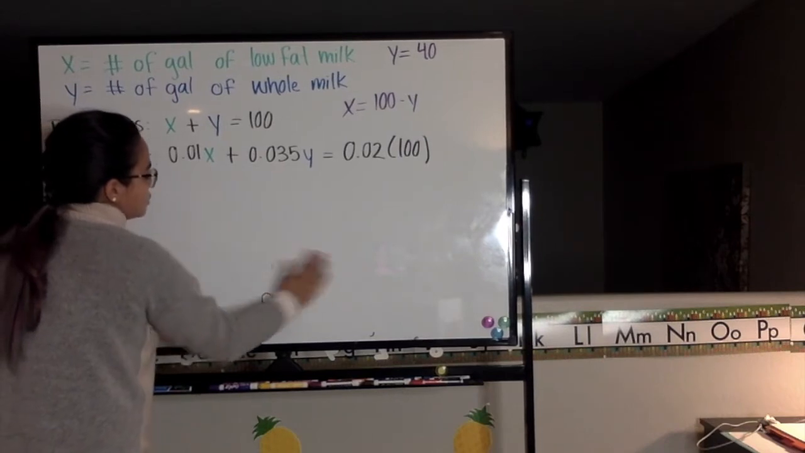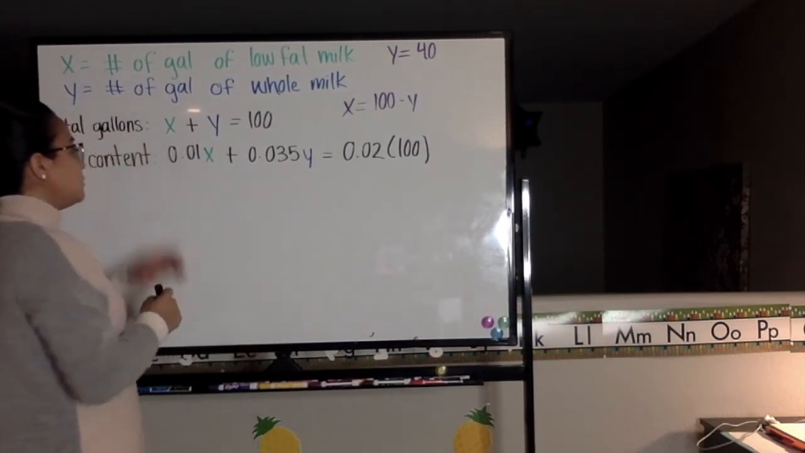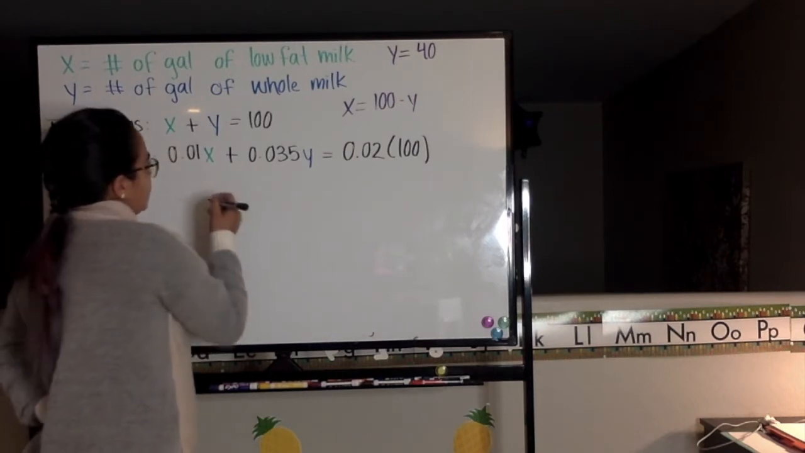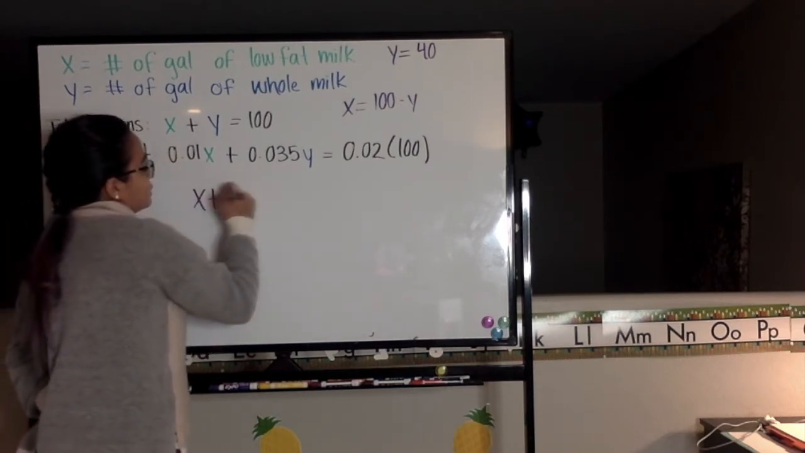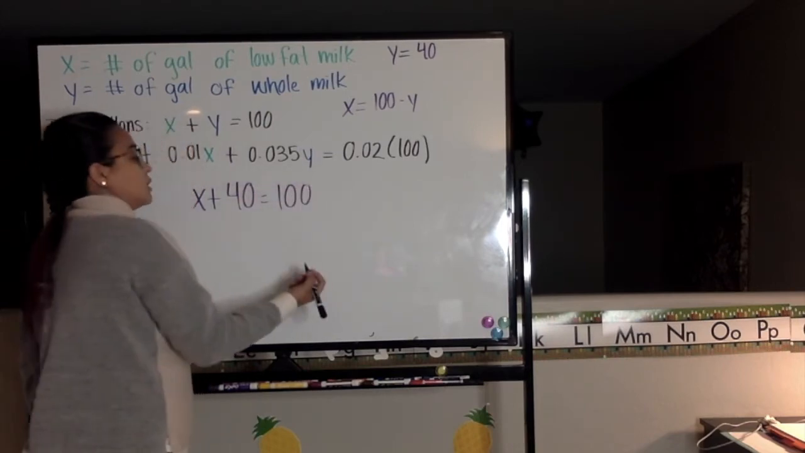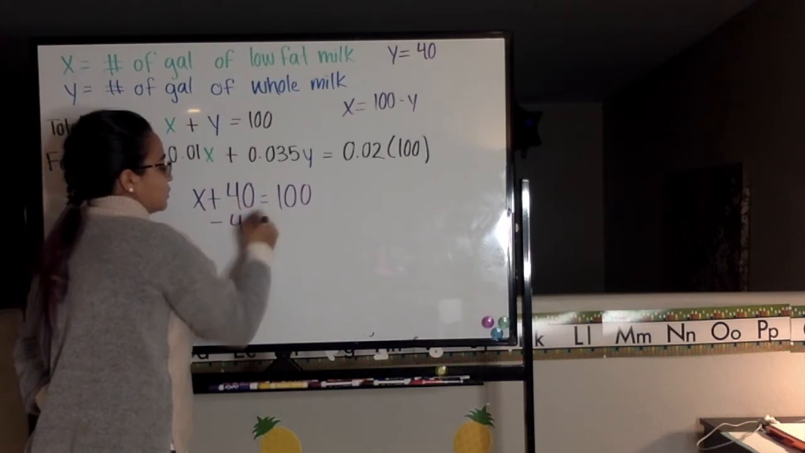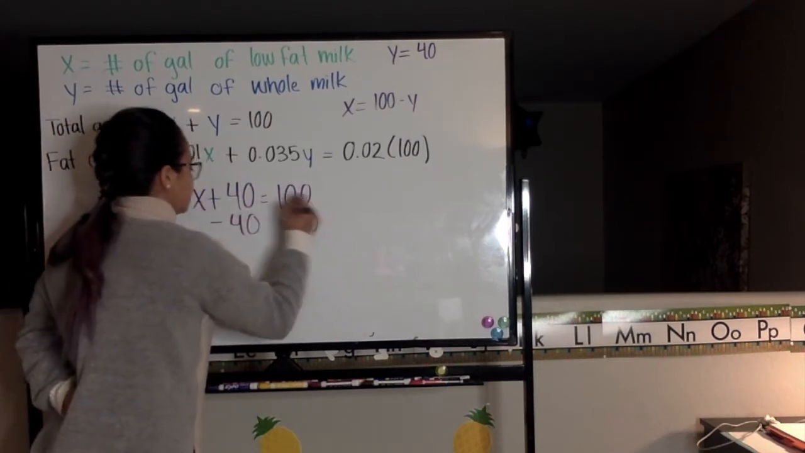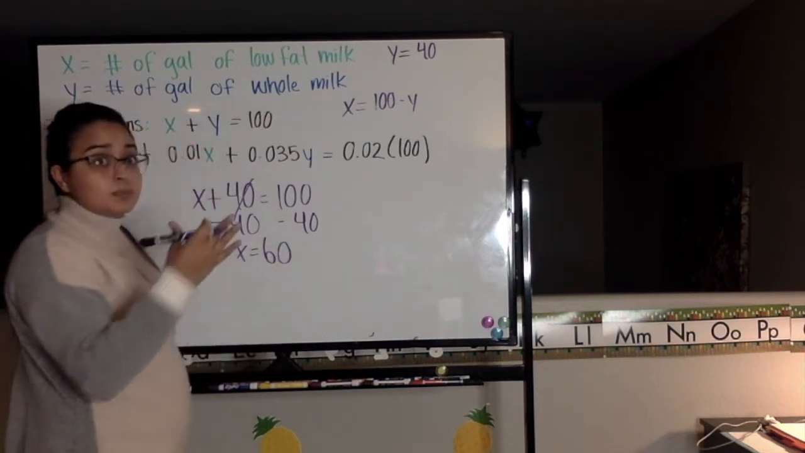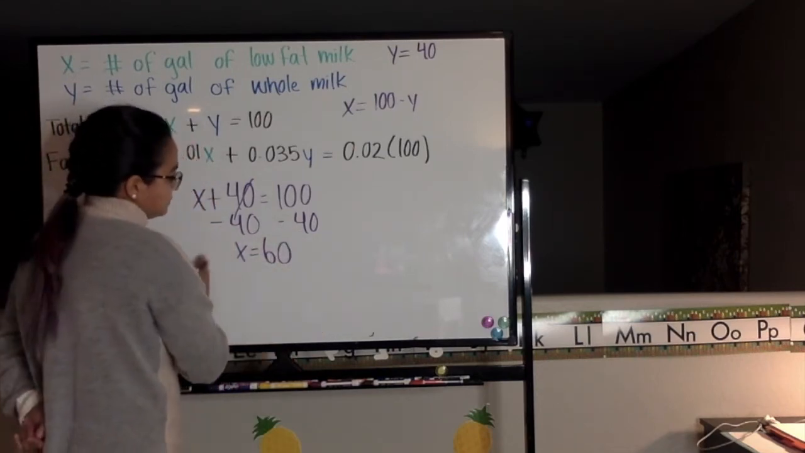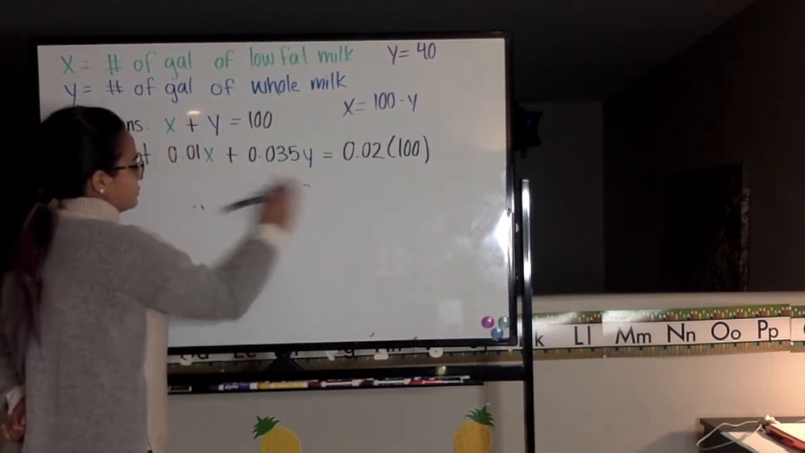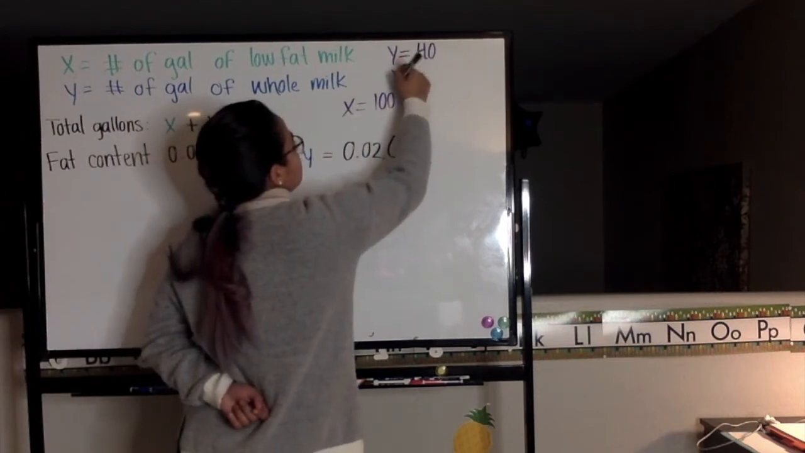Now we're going to go back to using our simple equation. Since we already have the value for Y, we have X plus 40 is equal to 100. Now we're going to try and solve for X. We're going to subtract 40 from both sides. That leaves us with X equals 60. Now let's plug it all in and try to figure it out. Write it up here, X equals 60.